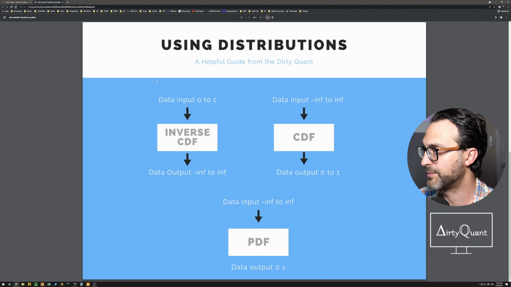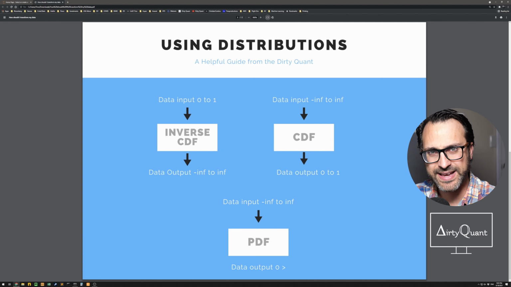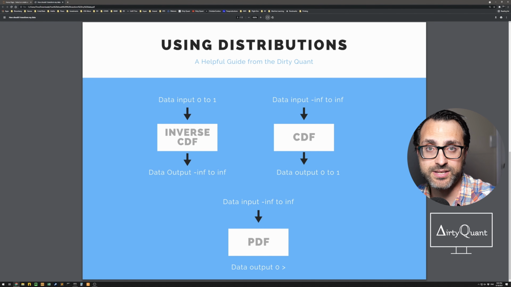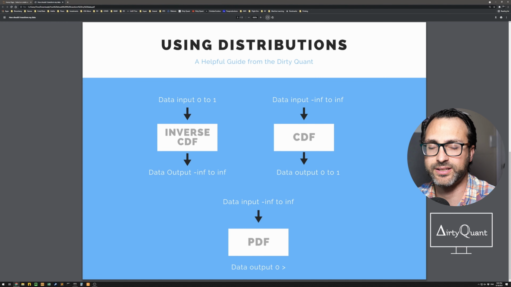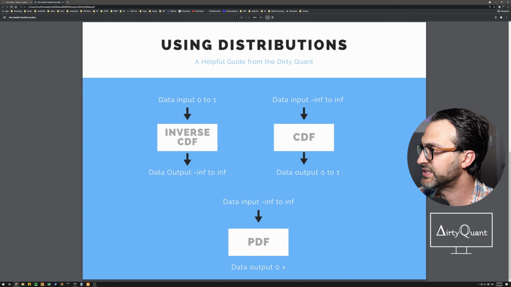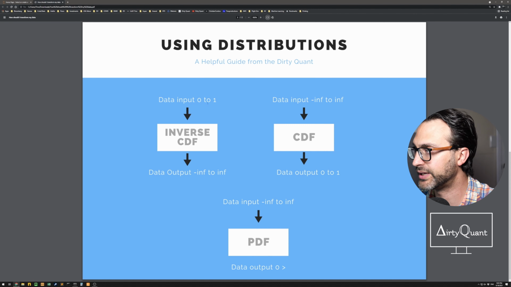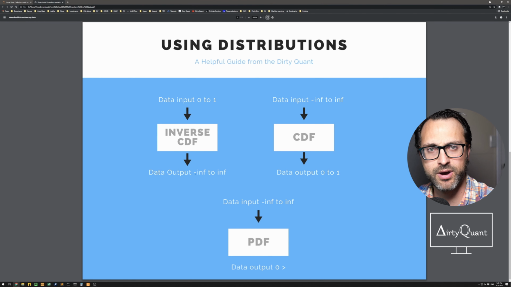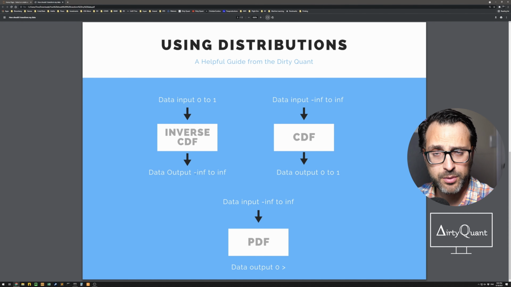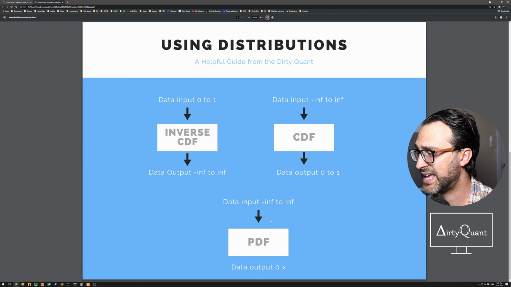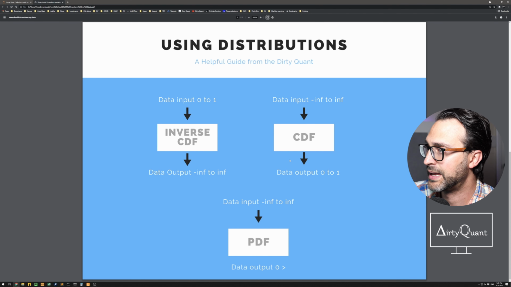Then there's the second page, which shows you what space each of these functions is expecting the data in, and what space they will give you the data in. By space, I mean, is the data in the range of 0 to 1? If a function expects data between 0 and 1, you put it in this little magic box, and it comes out from -infinity to infinity. That probably doesn't mean much to you, but we'll try and remedy that, and the same goes for the CDF and the PDF as well. Pretty straightforward.